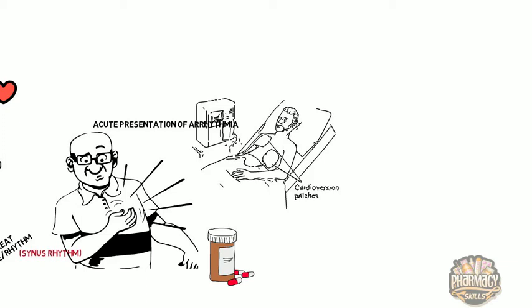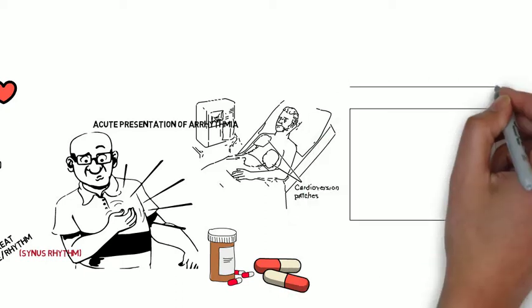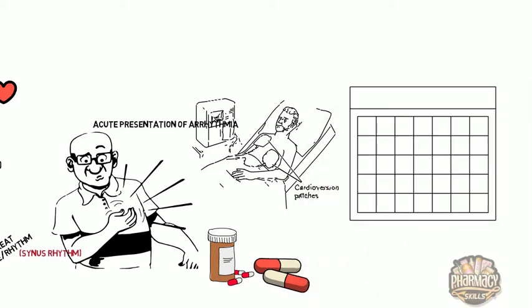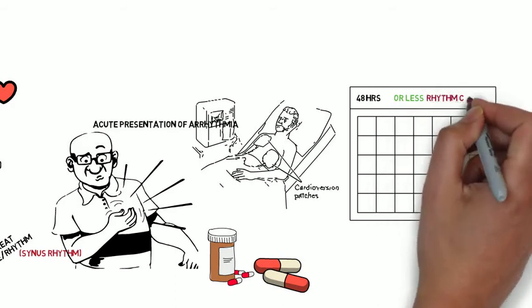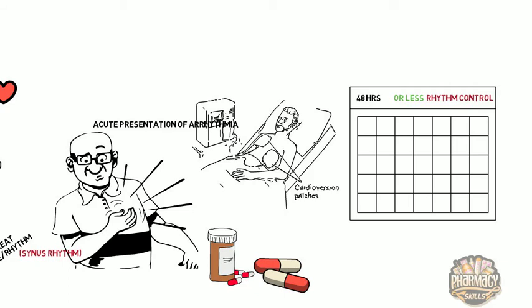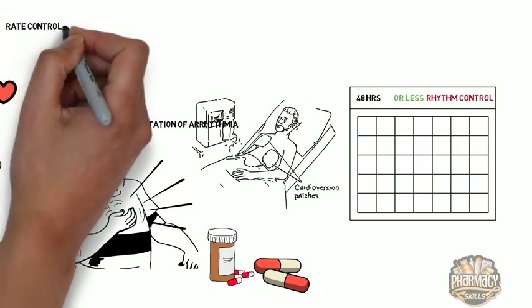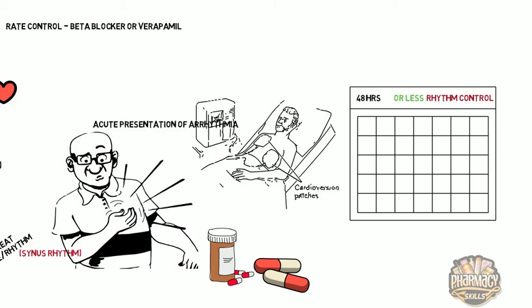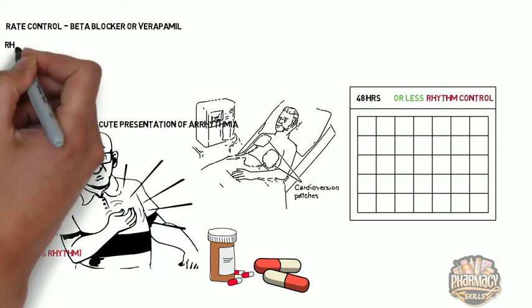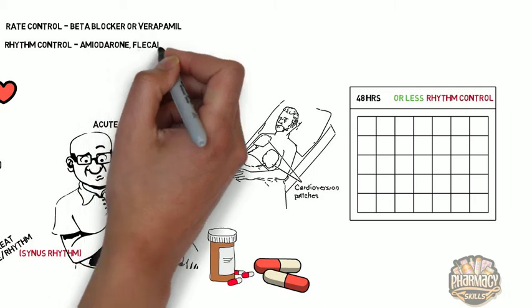However, if the patient comes in with an acute presentation but it's not an emergency situation, then we can use drug therapy, either to control the rate or to control the rhythm. If it's been 48 hours or less, then rate control is preferred. But if it's been more than 48 hours, then rhythm control is preferred. For emergency rate control, we would use a beta blocker or verapamil intravenously. And for rhythm control in an emergency situation, we'd use intravenous amiodarone or flecainide.